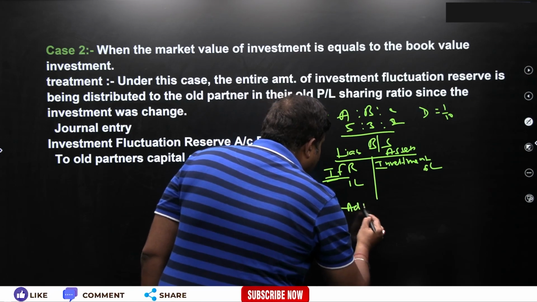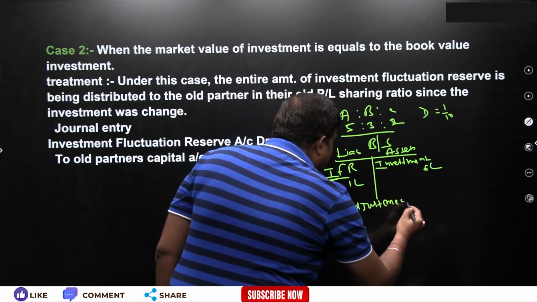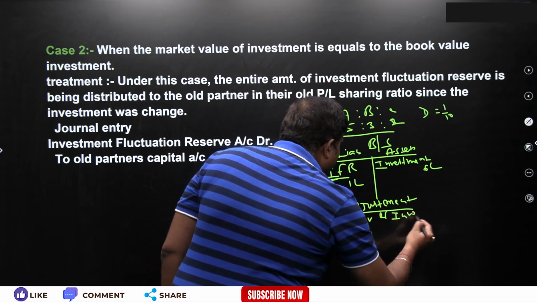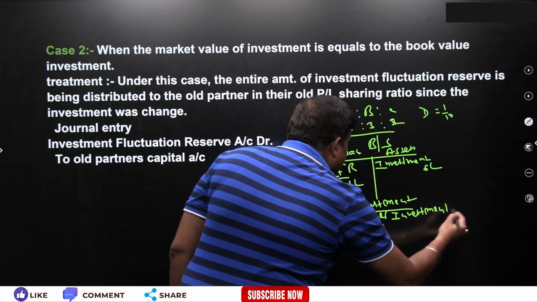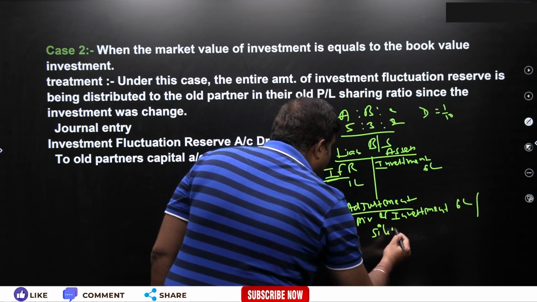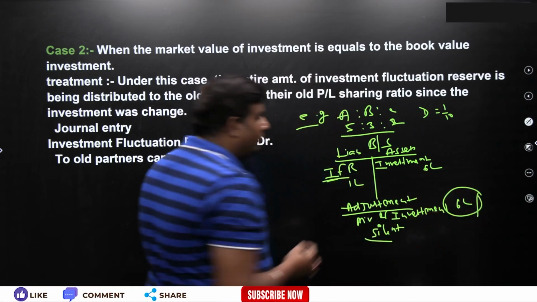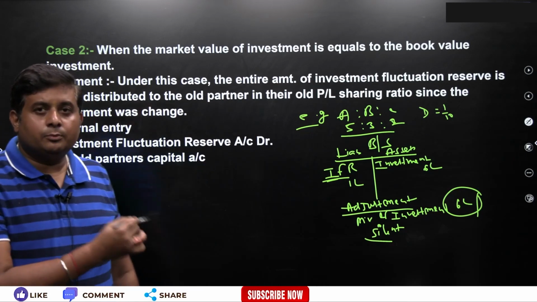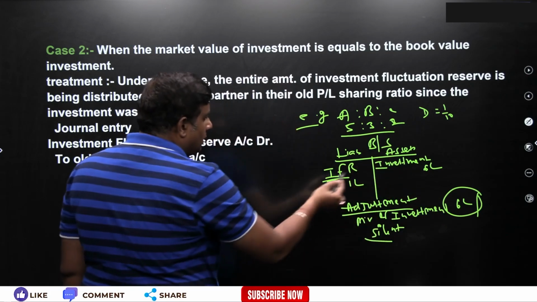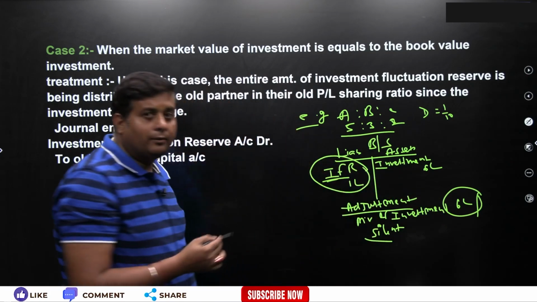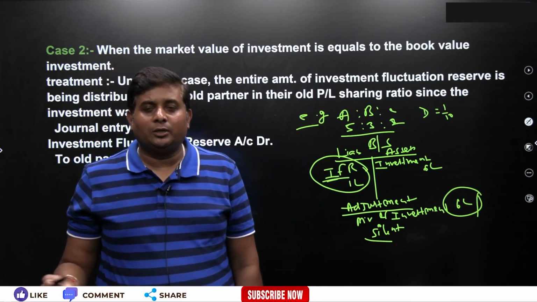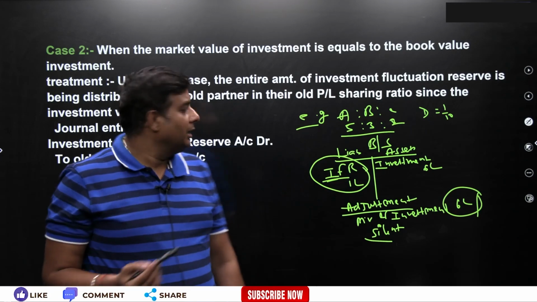Now in the adjustment, they have given that the market value of investment is rupees 6 lakh, or nothing is stated. Whenever the question is silent, by default we have to think that there is no change between the market value and the book value, right? So when the market value and book value don't have any change, this amount of investment fluctuation reserve, which was created by the old partners out of their profit, has to be distributed to the old partners in their old profit and loss sharing ratio.